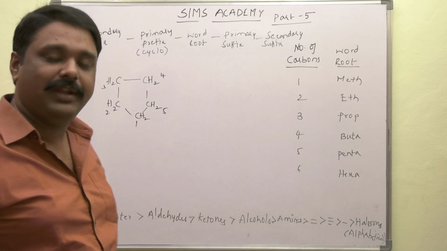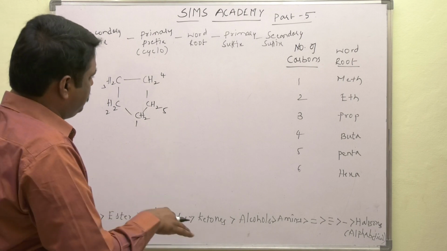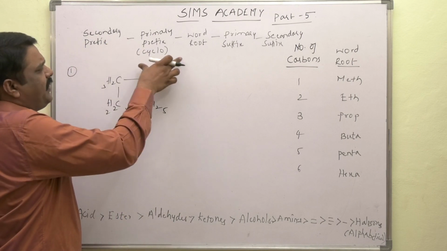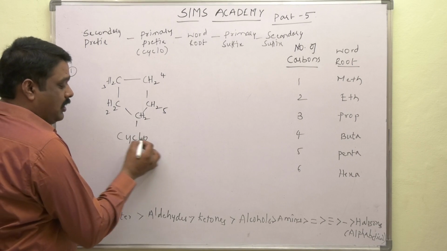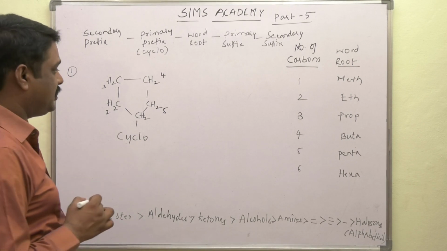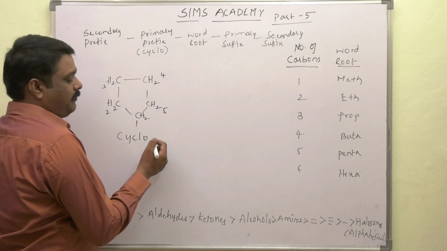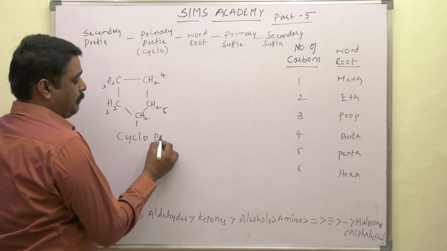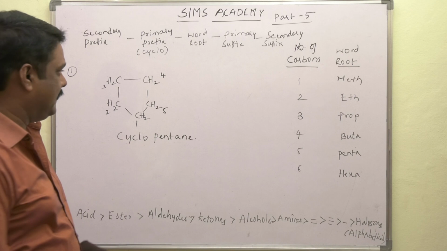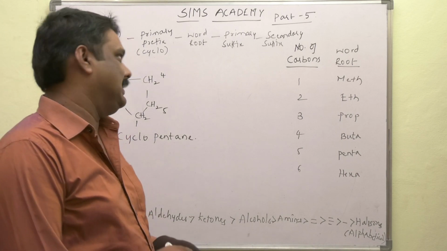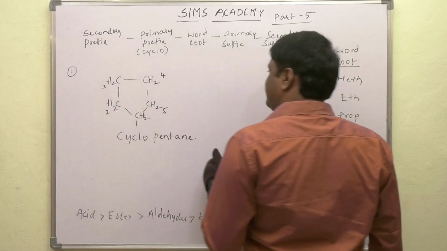Here the word root is pent because it is 5 carbon atoms, no secondary prefix. Primary prefix, yes, it comes into action now. For the cyclic compound, we mention it as cyclo, and for 5 carbon atoms, the word root is pent. All are single bonds, so pentane. Cyclopentane. Okay. Now we shall take another example here.